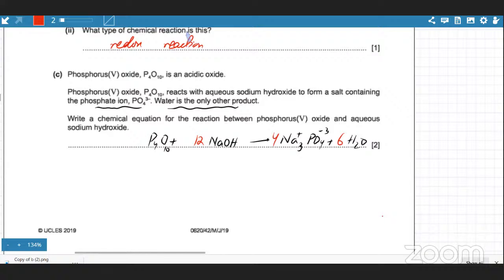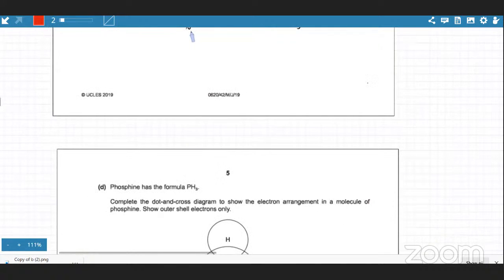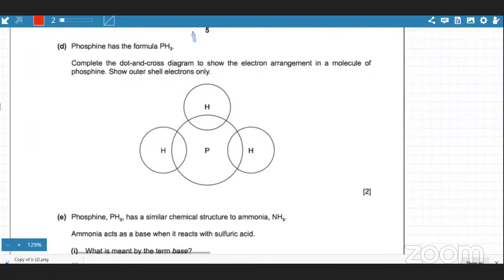Now, moving to the next part of the question. You're given phosphine, PH3. Complete the dot and cross diagram to show the electronic arrangement in a molecule of phosphine, showing outer electrons only. Phosphine is in group 5, so it needs 3 electrons. It ends up sharing 3 electrons with 3 of the hydrogens, and hydrogen shares an electron back. So it shares 3 electrons. There are 2 electrons still left. So that's the molecule of phosphine.